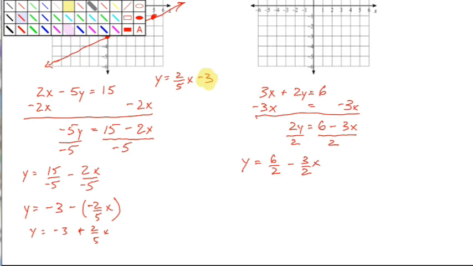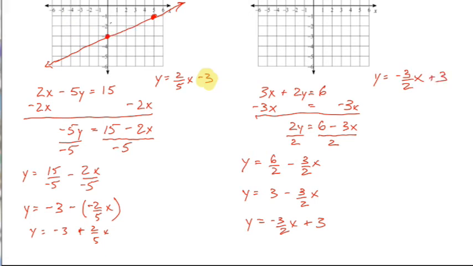And I can simplify that. 6 divided by 2 is 3. y is equal to 3 minus 3/2 x. And I'm just going to rewrite this so that my x term comes first: minus 3/2 x plus 3. I'm going to rewrite this up here so that I can see it while I'm graphing it. y is equal to minus 3/2 x plus 3.